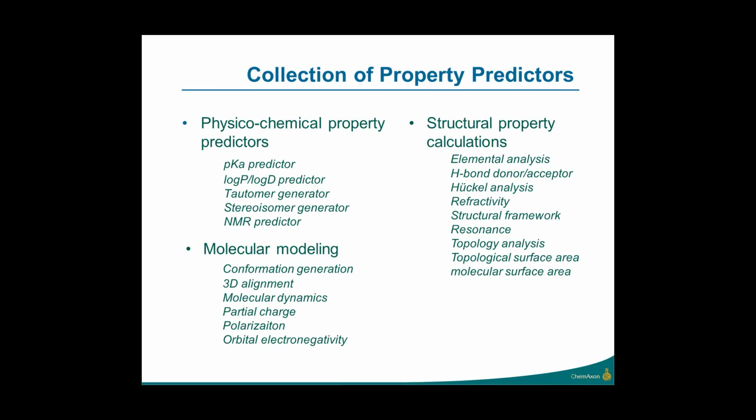How can ChemAxon help you within this work? Here you can see the list of calculator plugins which were developed by ChemAxon. These plugins are collected into 3 categories: physicochemical property predictors, molecular modeling predictors, and structural property calculations. I will not be able to cover all of them today. However, I will show you a few use cases and demonstrate how you can access those calculator plugins using different interfaces from us.